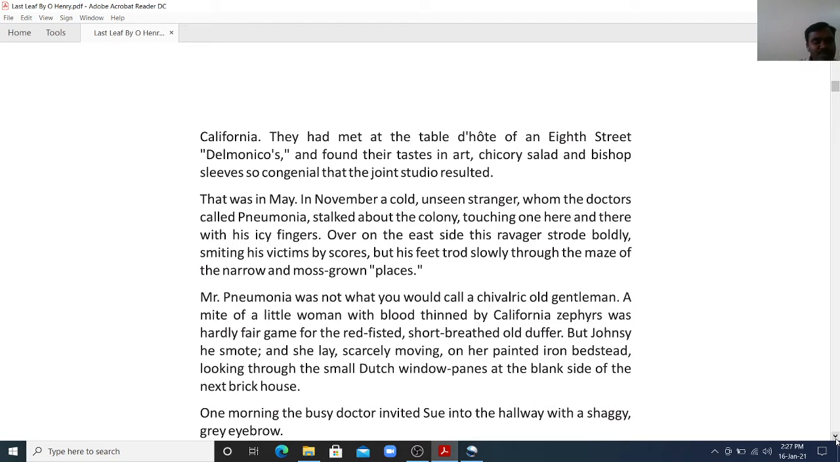One morning, the busy doctor invited Sue into the hallway. Now the only friend Joanna or Johnsy has is Sue, so she has to take care of her friend. The doctor had come and invited Sue to tell her the actual health condition of Joanna, or Johnsy.